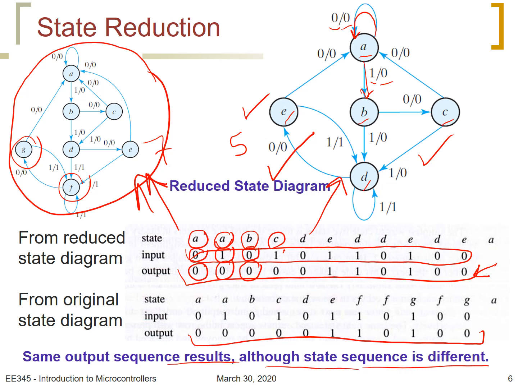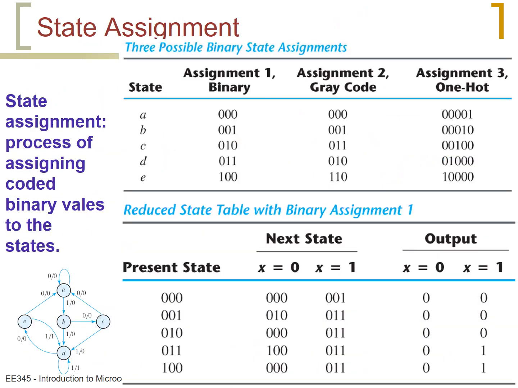Now, the next problem is called state assignment. State assignment simply says assigning binary values to the states. That's what it means. A process of assigning coded binary values to the states. Here we have 5 states: A, B, C, D, and E.